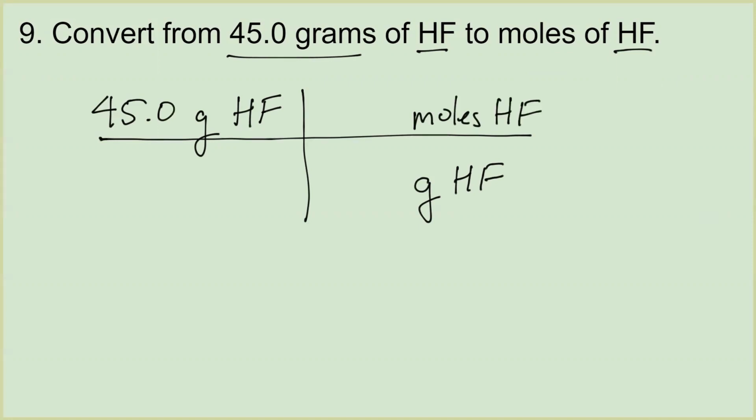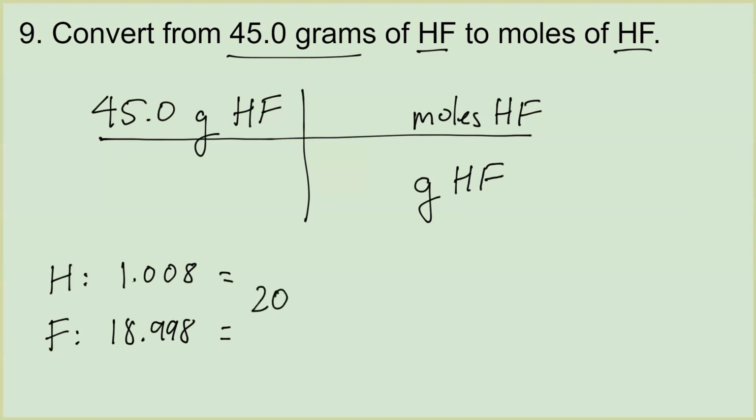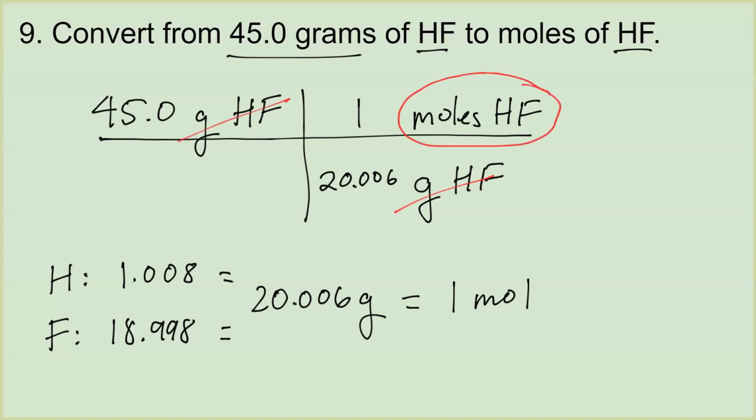Okay, now I need to look at my periodic table, find the molar mass of hydrogen fluoride. Hydrogen has a mass of 1.008. Fluorine has a mass of 18.998. So when I add those two together, we're going to get 20.006 grams is equal to 1 mole. So the 1 goes up top, the 20.006 goes on the bottom, and I'll go ahead and cancel out the grams on top and bottom. Moles of hydrogen fluoride is what I'm left with.